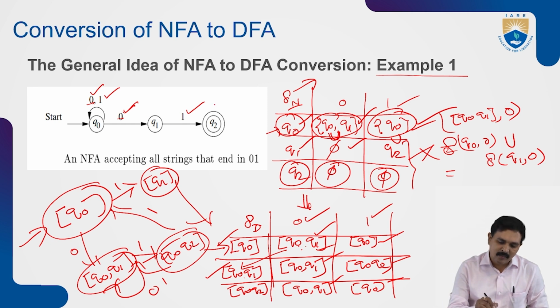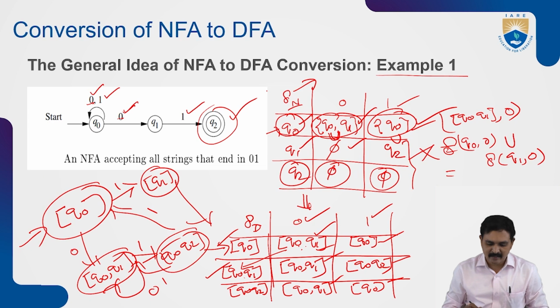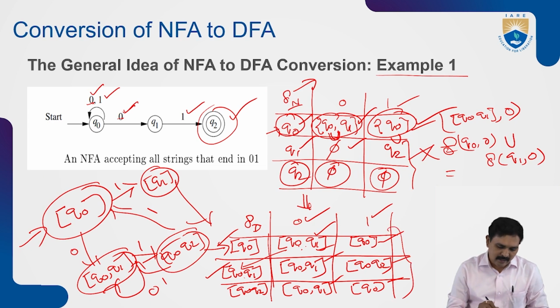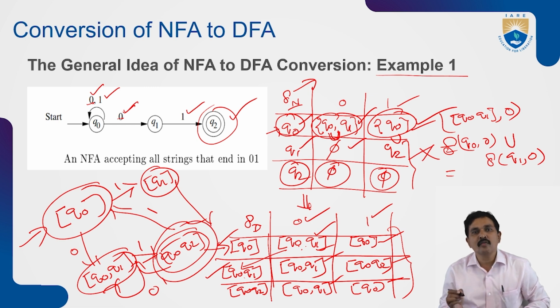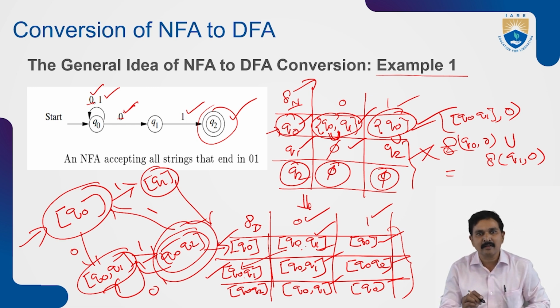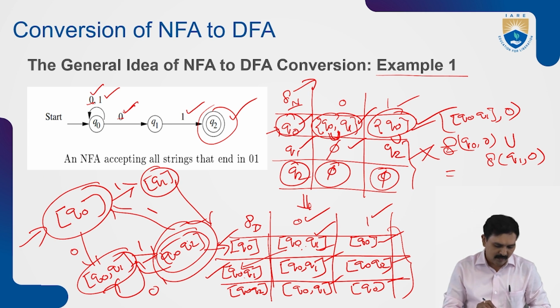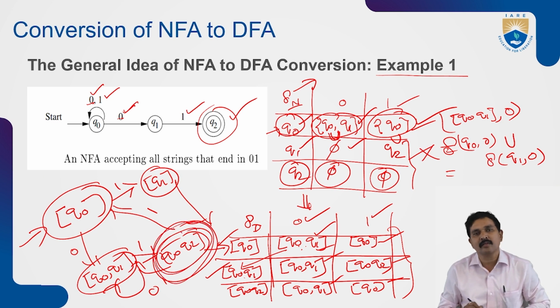Here, what is the final state? Double circle is defined here. Q2 is the final state. But in our table, where is Q2? Q2 alone is not there. Q2 combination with Q0 is there. So now Q0 Q2 totally becomes one single state. So now you put the double circle for Q0 Q2. So this is the idea for conversion of NFA to DFA.